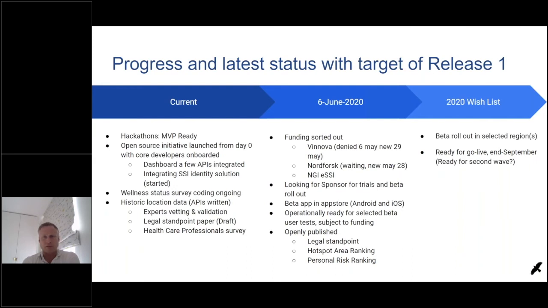We've also made applications to Next Generation Internet, which is a European initiative, for the European self-sovereign identity parts. We are looking for sponsors and trials for beta rollout. We have it in beta in the Android store, and you can also try it out in TestFlight on iOS. Everything is openly published and open sourced, so I think we're sharing those links in this presentation in the notes.